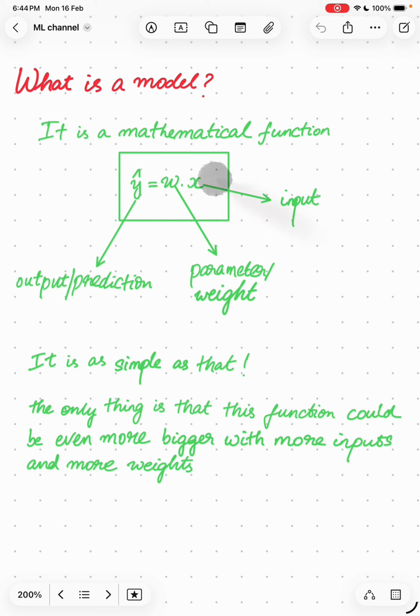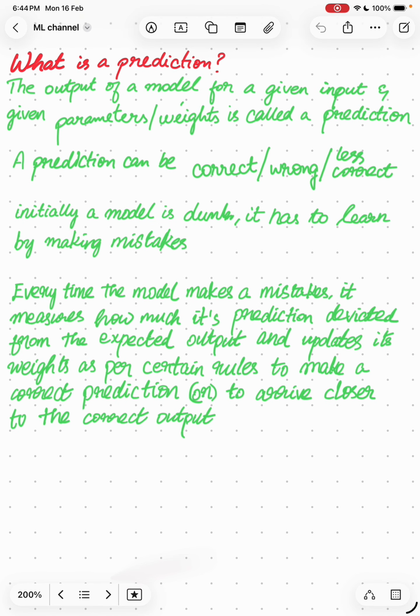But one thing that I would like to mention here is this mathematical function or this model can be more complex than this. For example, it can have many weights, it can have many input parameters, which we will discuss later. So as of now, when someone asks you what a model is, remember that it's just a mathematical function. It can be as simple as y bar is equal to wx. And let us also see what a prediction is. Guys, whatever output a model gives us for a given weight and given input parameter, that is called the prediction.